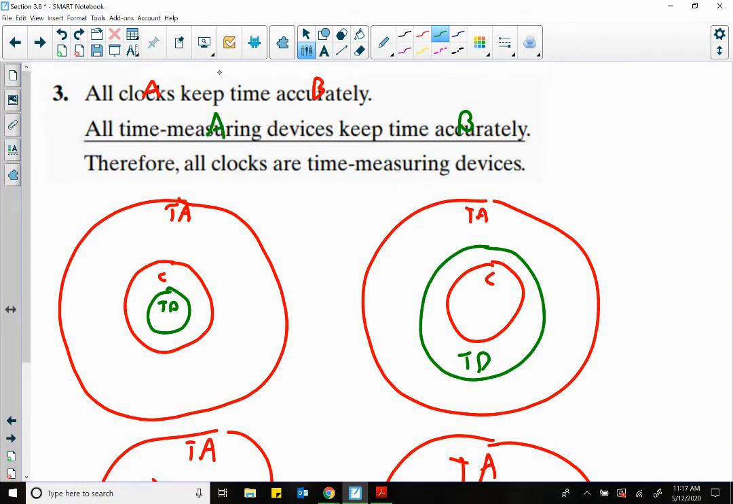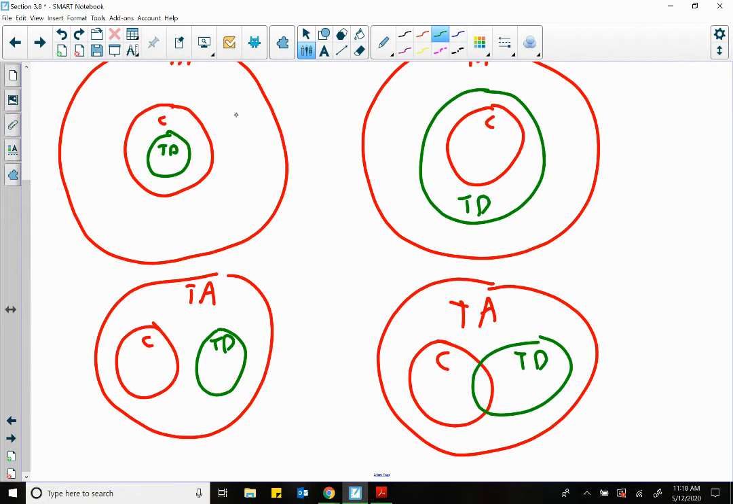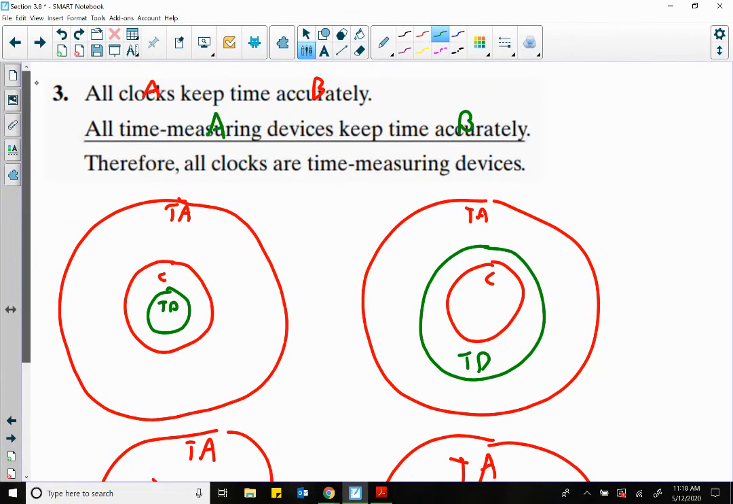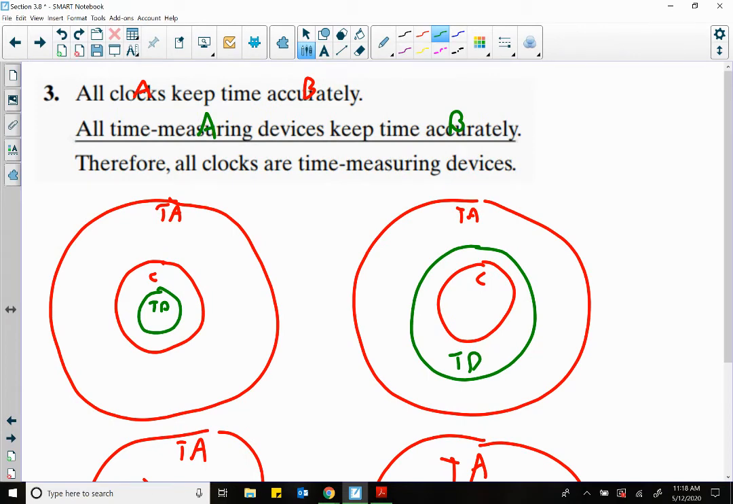And all we had to do was make sure that clocks is inside accurate and devices is inside accurate. And in all these pictures, clocks is inside my accurate. Time devices inside my accurate. Clocks is inside the accurate. Time devices is inside the accurate. Okay? Now, it didn't say anything about clocks and time devices being able to surround each other or be inside each other or not touch.